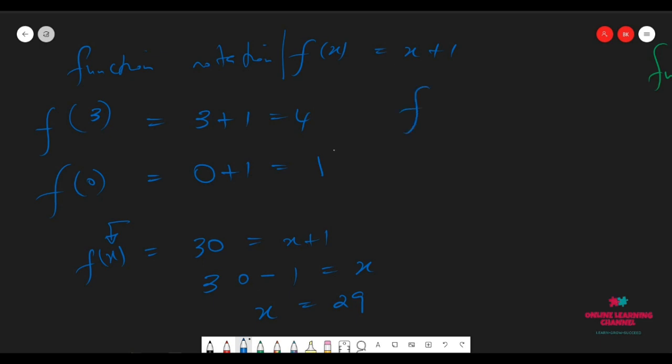So that means if we are looking at f(29), we'll be having 29 plus 1 giving us 30. So this is another way of seeing this. Here we are given the input, we are looking for the output. Here we are given the output, and then we're supposed to find what the input variable was. So this is how you do that.